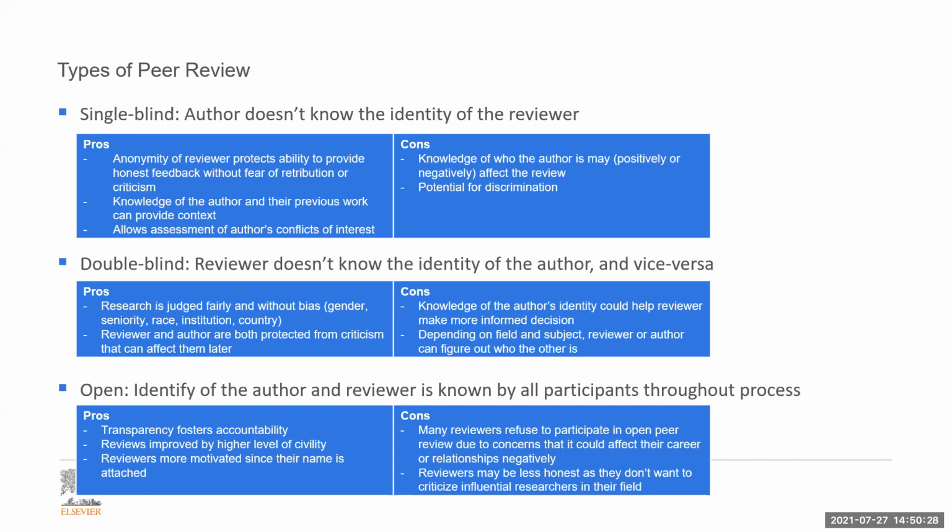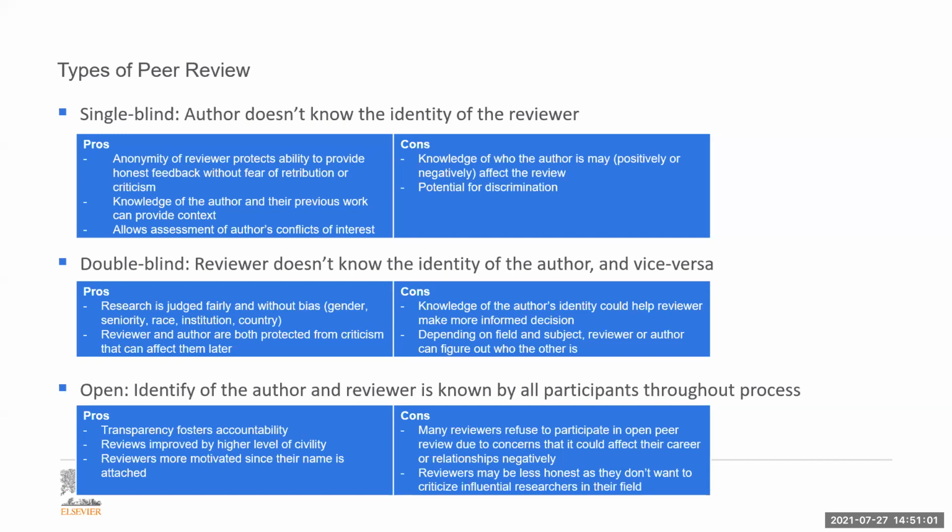So if this is your best friend and you've been invited to review their work, you could be biased that way. If it's somebody that you've had a bad experience with, it could bias you towards giving it a bad review. So that is one of the risks of single blind review. The benefit of this is that an author's previous work can provide context for the reviewer. So the reviewer kind of has a broader idea of what the author is trying to achieve, and that can often help with providing clearer feedback.